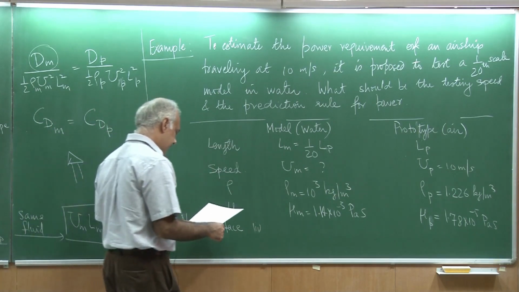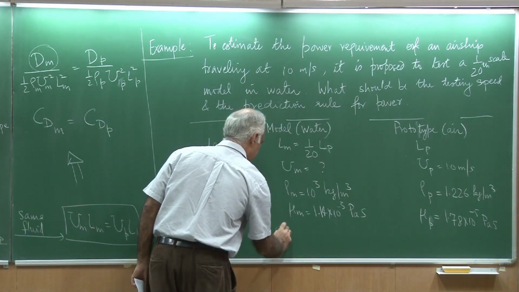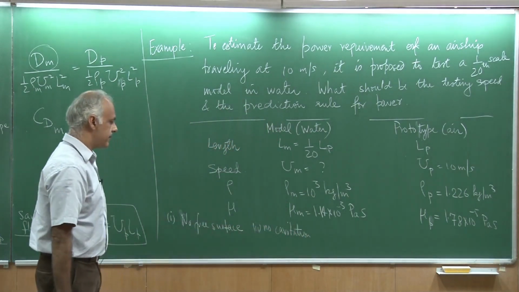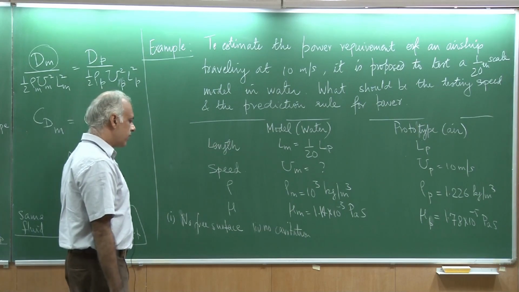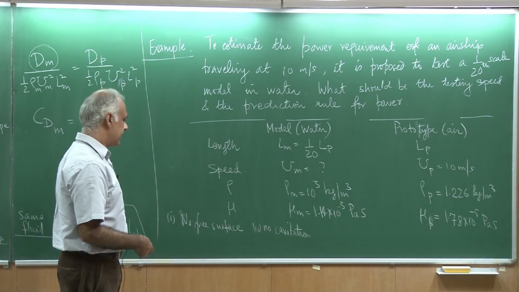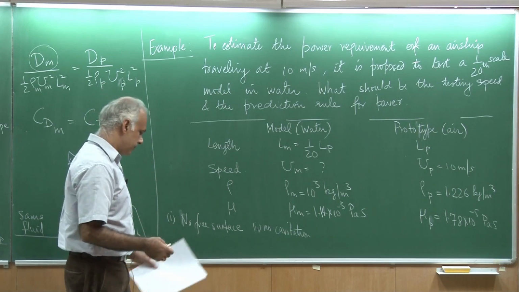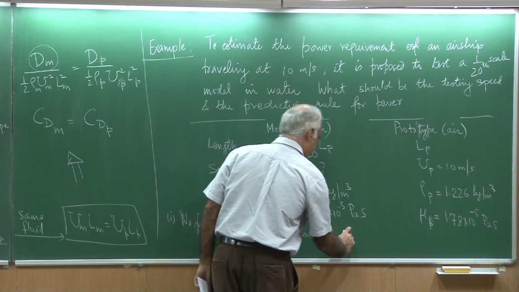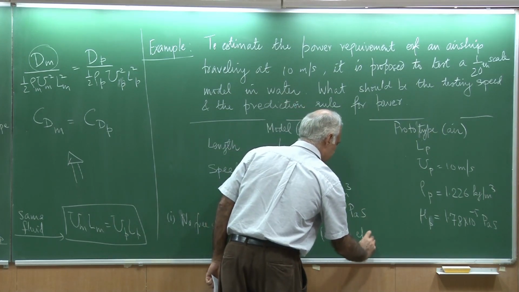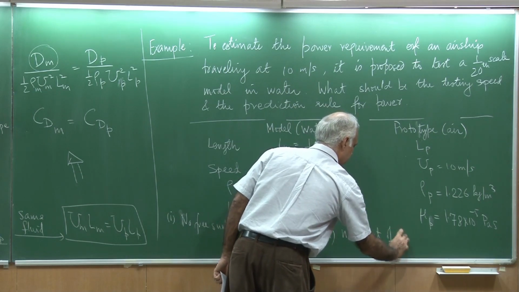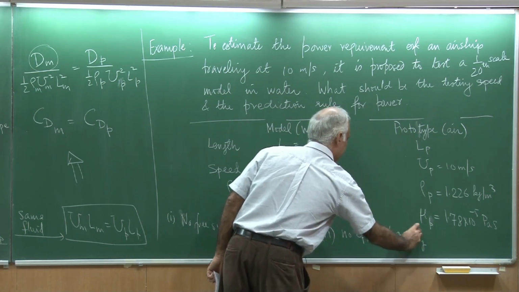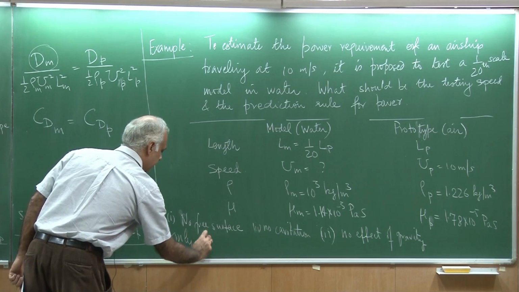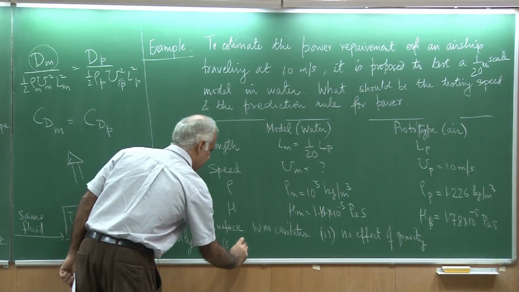We also know that there is no cavitation. If there is any, we will ignore it. Okay. So therefore, Euler number is not important. There is no free surface, so Froude number is not important. And we will also ignore the effect of gravity. So therefore, we will assume that only the Reynolds number is relevant.